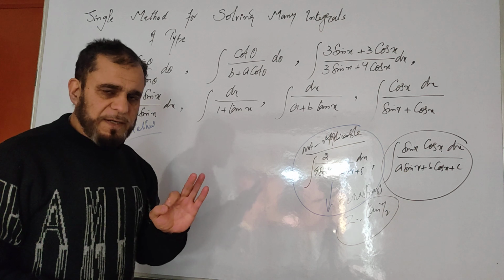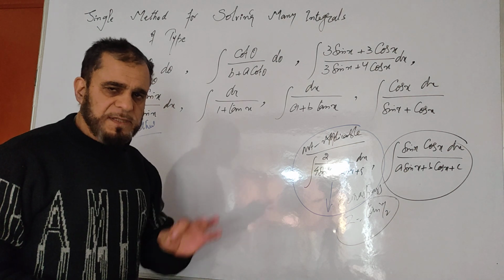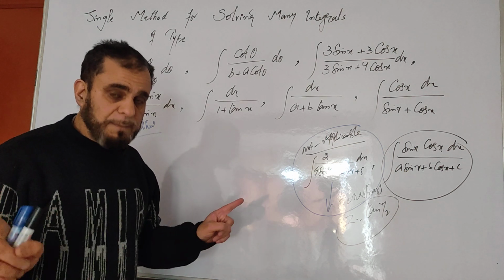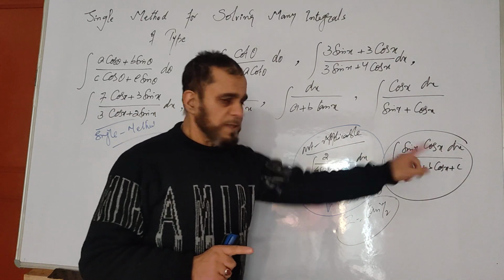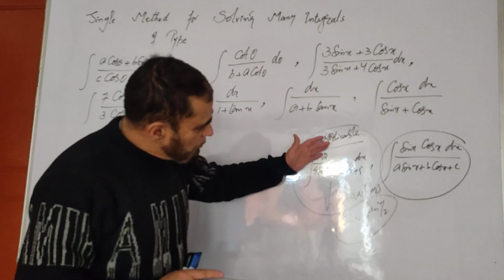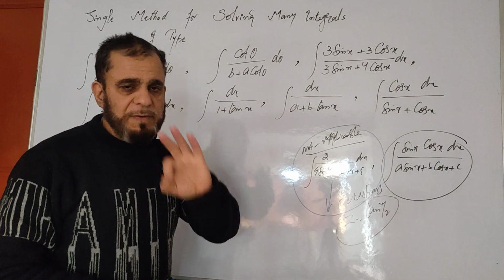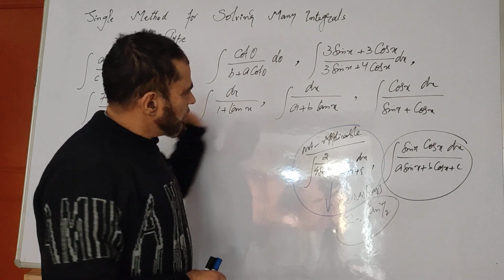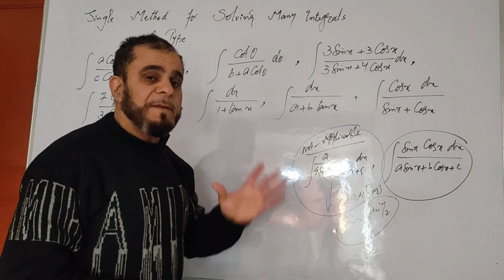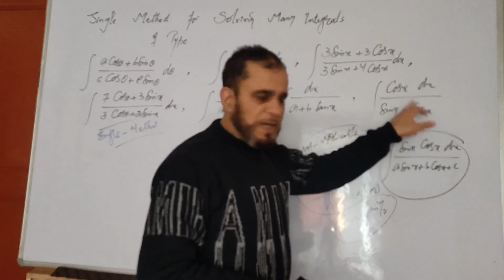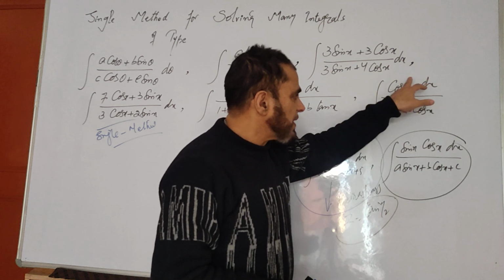You will see it when the numerator involves sine x or cos x or both, but not as a product. It should not be like sine x cos x, and it should not be only a constant. The denominator should involve sine and cos, actually a cos x plus b sine x. In the numerator I have sine x. In such cases you have a method that lets you solve all these integrals within no time without converting. Sometimes you have cos x dx by sine x plus cos x, or sine x by this.